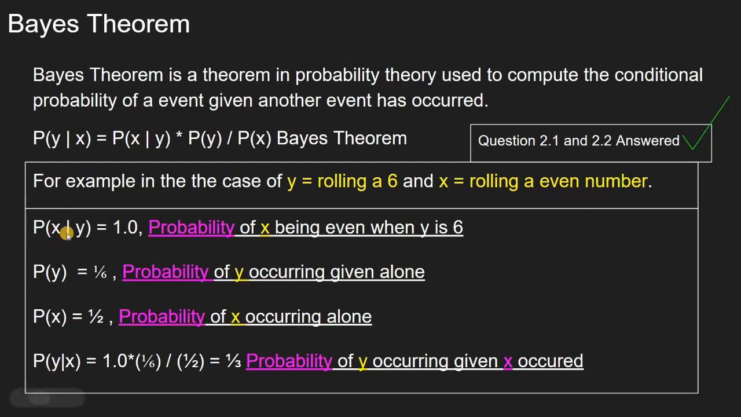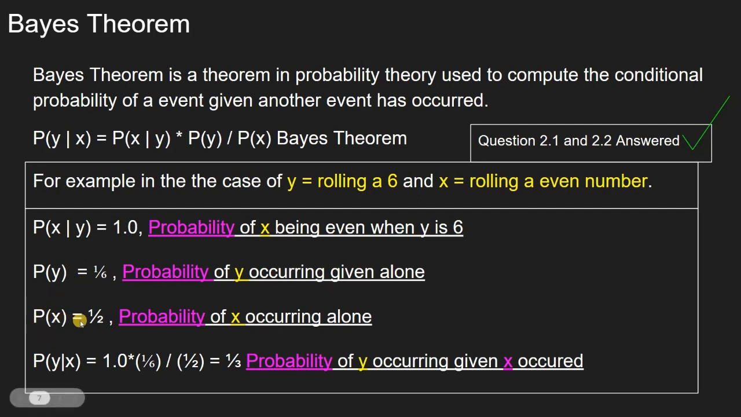So the probability of x conditioned on y, or the probability of rolling an even number given that we have rolled a 6, is just equal to 1.0, because if we rolled a 6, then we'll automatically have rolled an even number. Alright, so that's the probability of x being even when y is 6. The probability of y is equal to just 1/6, right? Because we only have one side that has a 6, and there's 5 other sides. So the probability of just y occurring, given no other information, is just 1 out of 6.